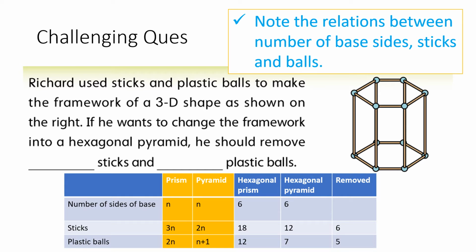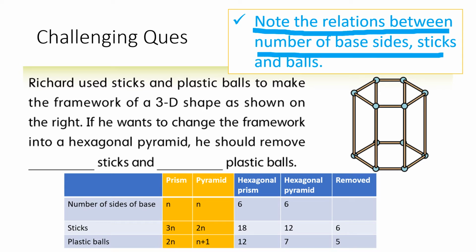the figure on the right is a, what is it? It is a hexagonal prism. Hexagonal prism. So you have to think about the number of sticks and plastic balls in the hexagonal prism first. You can count it one by one from the figure. This is method 1. Or you can note the relation between the number of base sides, the sticks and the balls. I have made a table here.